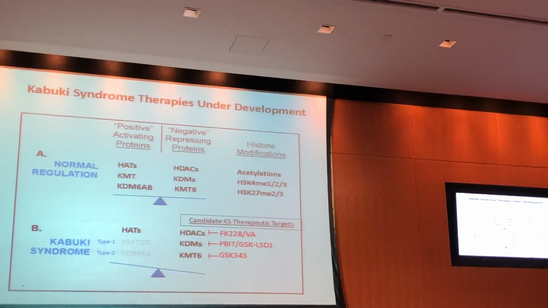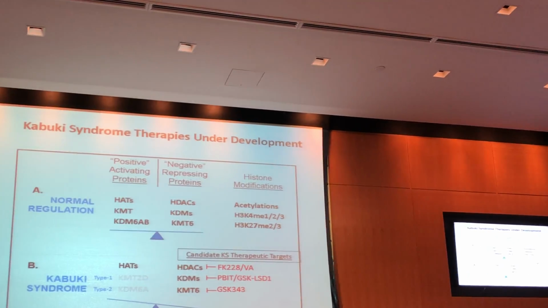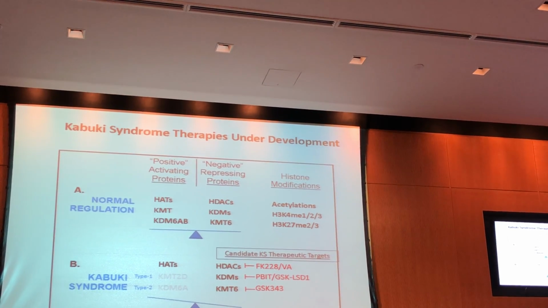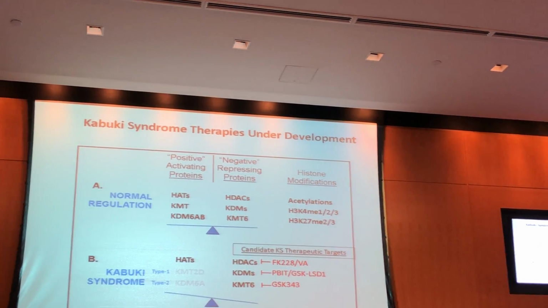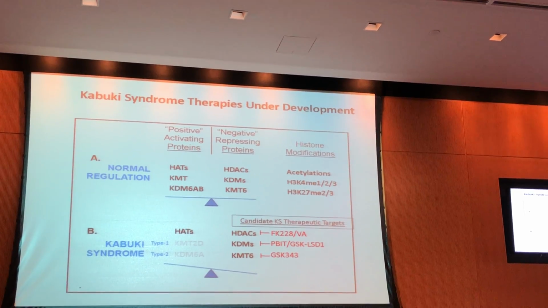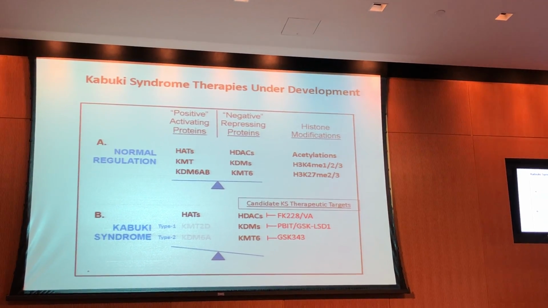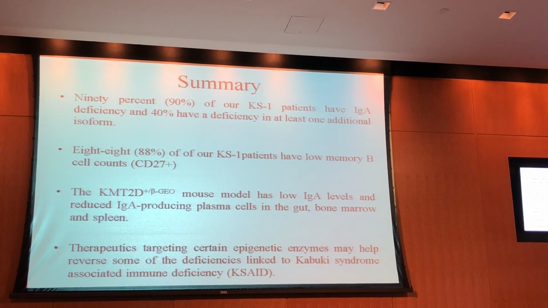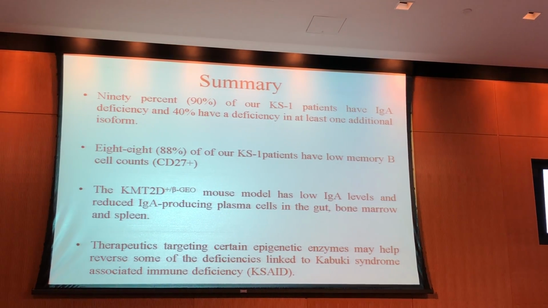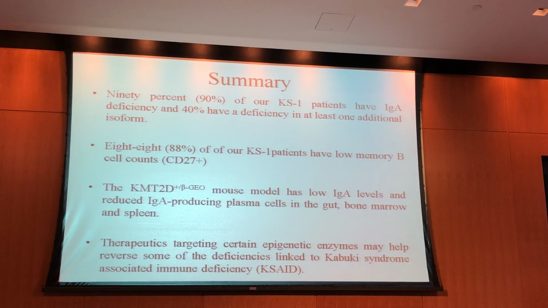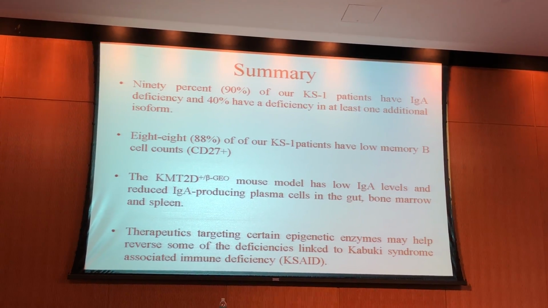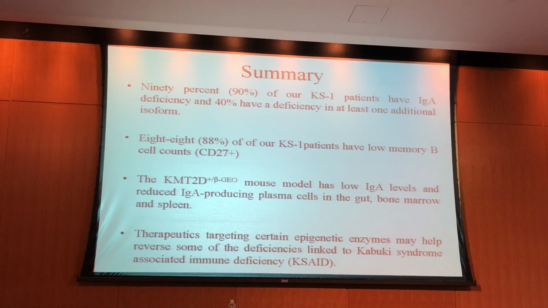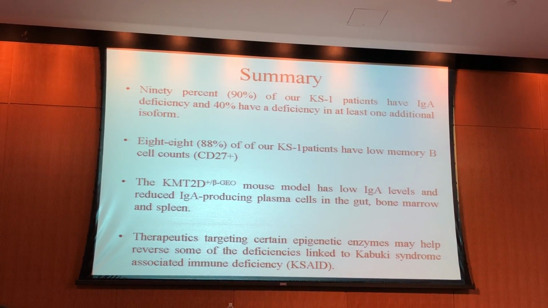That's the ultimate long-term goal of the work in my lab, to utilize models like the Kabuki mouse to try to find new ways to improve the immune function of subjects that have Kabuki syndrome. So in summary, the majority of type 1 Kabuki patients will have some deficiency in IgA production. Many of them will have low memory B cells, and the Kabuki mouse model is a useful model for studying this and trying to come up with new therapies.